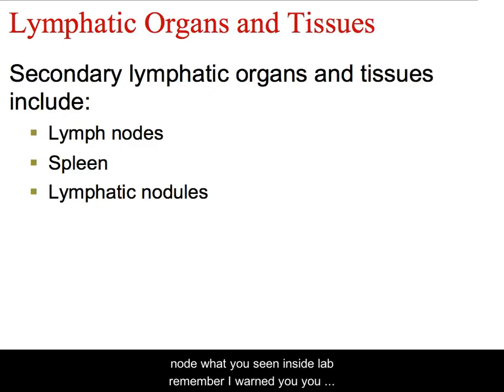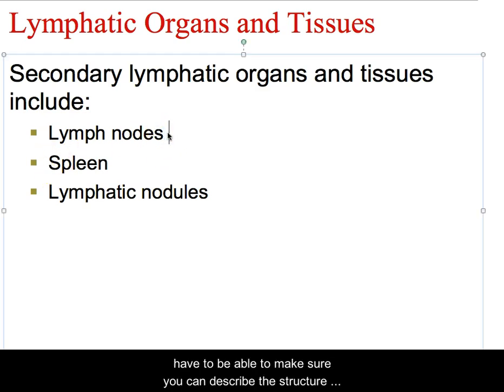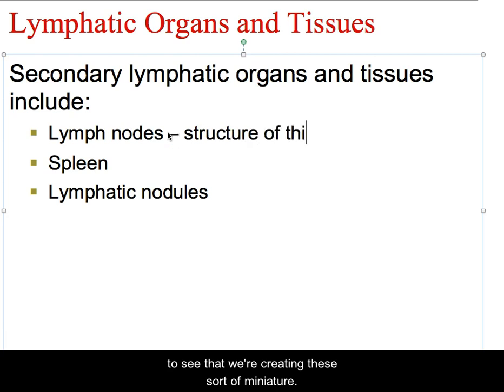Secondary lymphatic organs and tissues include that lymph node, which you've seen inside lab. And remember, I've warned you, you have to be able to describe the structure of this tissue, because you need to see that we're creating these sort of miniature pressure gradients that are going to allow for perfusion of lymphatic tissue over the surface of T cells and B cells.